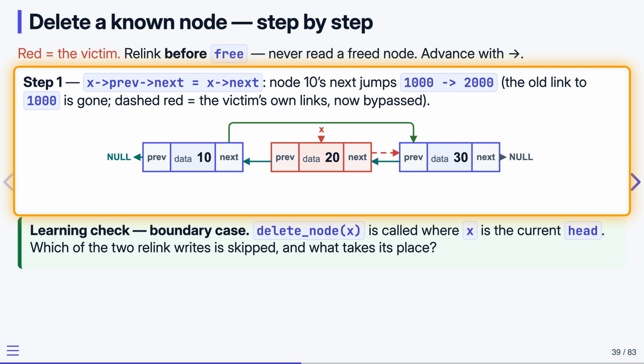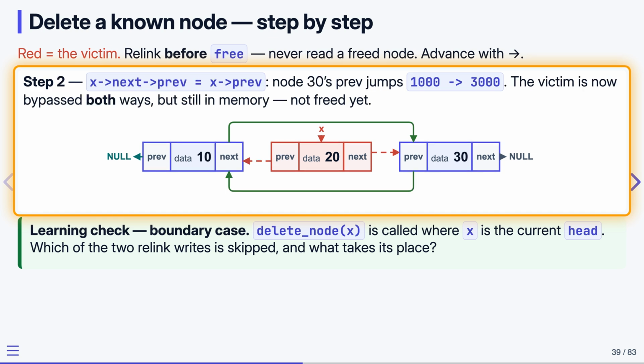Step 1. We run x->prev->next = x->next. So node 10's next field jumps from 1000 to 2000. The old link to 1000 is gone. The dashed red arrow is the victim's own next link. Nothing points into the victim now.